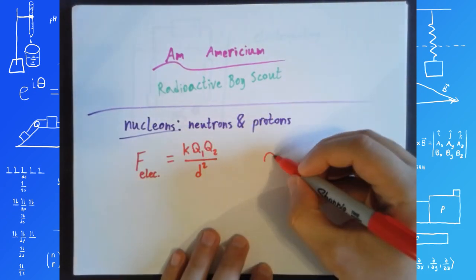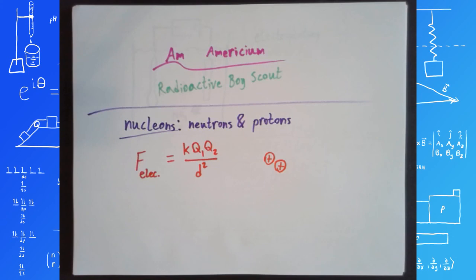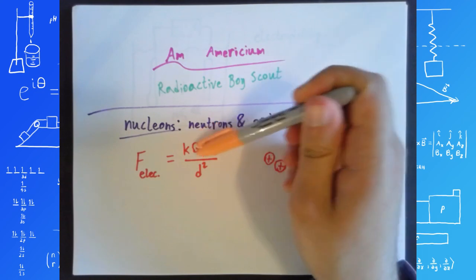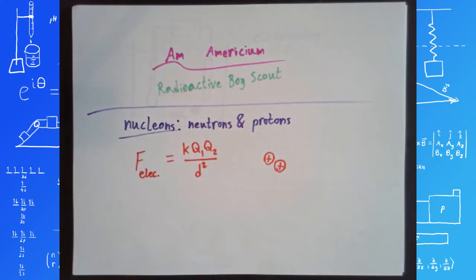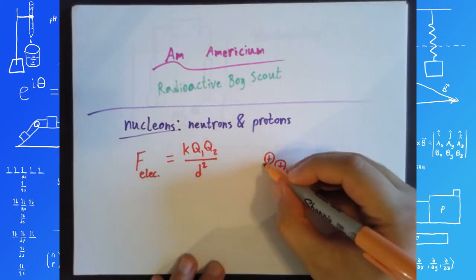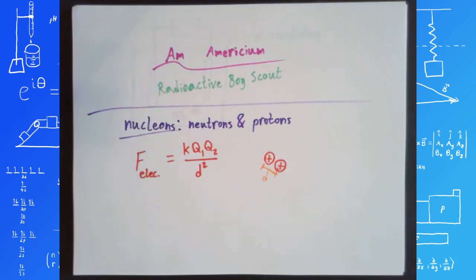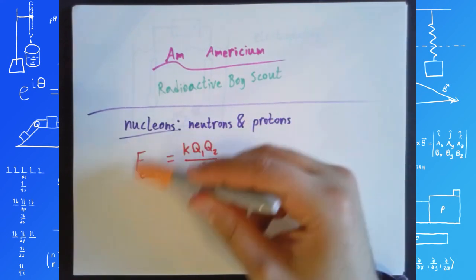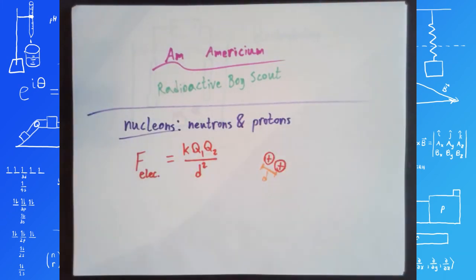So if I had two protons inside of a nucleus, then of course their charges are equal, so you've got a constant times the same charge times itself, so that charge squared, divided by the distance between them squared. Now this is the more important factor to worry about, because in the nucleus, they're really close to each other. This distance right here is really small, and the smaller the distance is, the more you're dividing by a smaller number, the greater the electrostatic force, the stronger the repulsion between these protons.